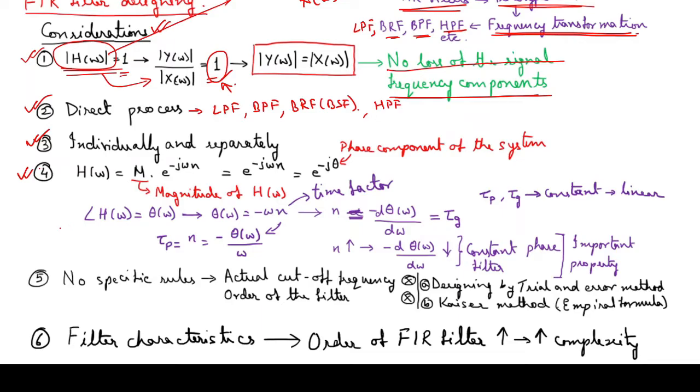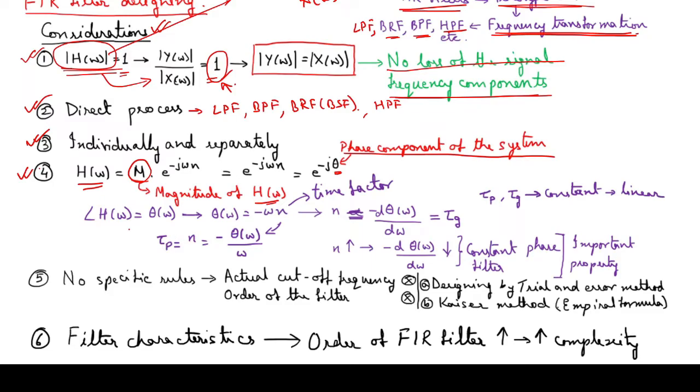Now what is that? This is one of the most important points of the FIR filters. So H of omega, if you look into the polar coordinates, we give it as capital M, which is the magnitude of H of omega, multiplied by e to the power minus j omega n. However, if you see this magnitude, we are told that it is 1. So we can write H of omega is equal to e to the power minus j omega n. So what is that? It is nothing but e to the power minus j theta. What is theta? Theta is the phase component of any given system, right?